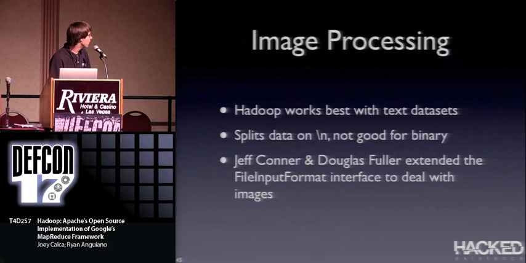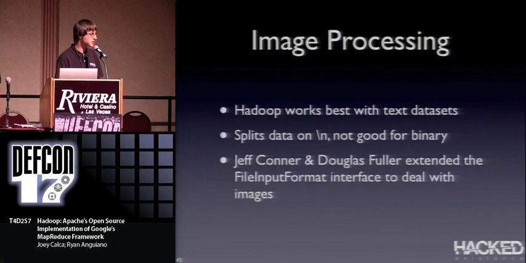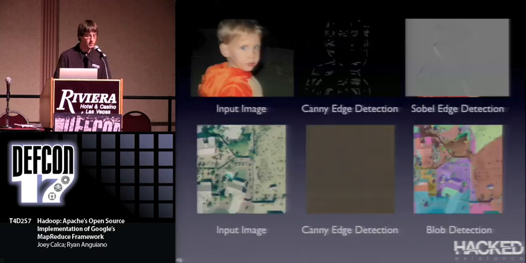All right, so a couple of the other projects. This is all the results of a class that I took at ASU on cloud computing. One of the other students did an image processing algorithm, which is really interesting because Hadoop is completely based around text files. It's not built for images, and because all your data gets split on line breaks, that's really not good for working with binary files. So Jeff Connor and Douglas Fuller extended the file input format interface to deal with images. Here are some of the results of the project they did running this through Hadoop.